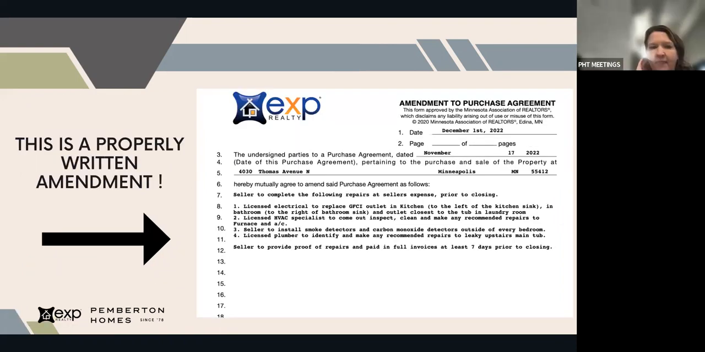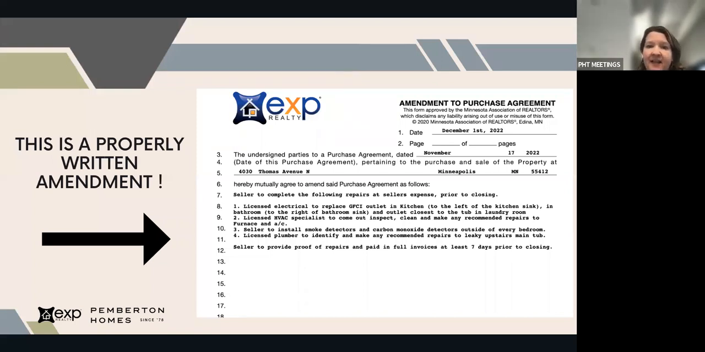So here's a sample one that I have. I typically start mine with "Seller to complete the following repairs at seller's expense prior to closing," right? We're addressing who's completing the repairs and when they need to complete them by. Then I have outlined the things that I want them to do, where I want them to do it, and who I expect to have do it.